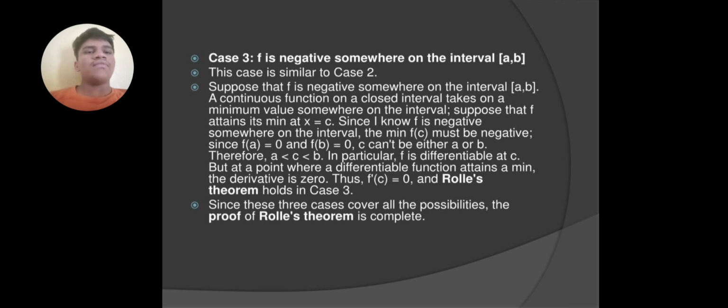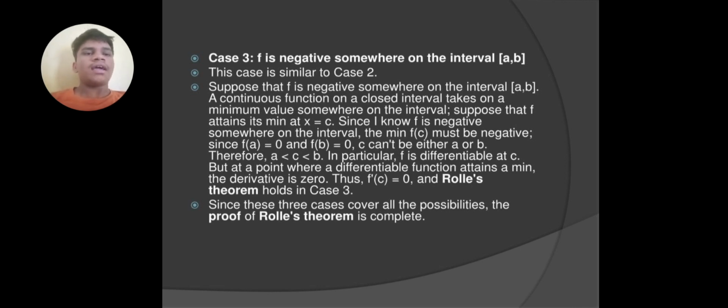Since I know f is negative somewhere on the interval, the minimum f of c must be negative. If the function is negative, then the value of f of c is also negative. Since f of a equal to 0 and f of b equal to 0, c can't be either a or b. Therefore a less than c less than b.